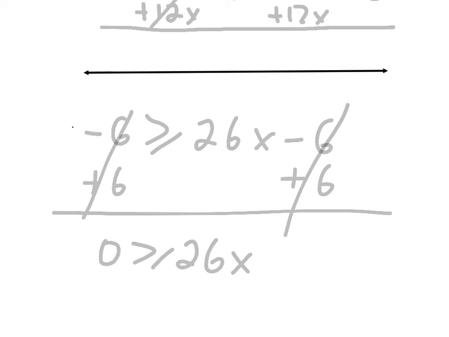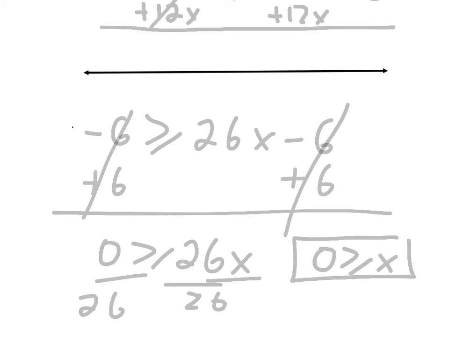And think about this, what number times 26 is 0? The answer is 0. Or you could also divide by 26. So my final answer is 0 is greater than or equal to x. This is tricky for many students because typically you see x on the left side. You can also rewrite this way: x is less than or equal to 0. The two statements are equivalent, which means they mean the same thing.